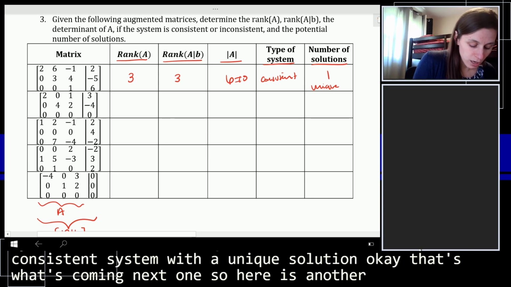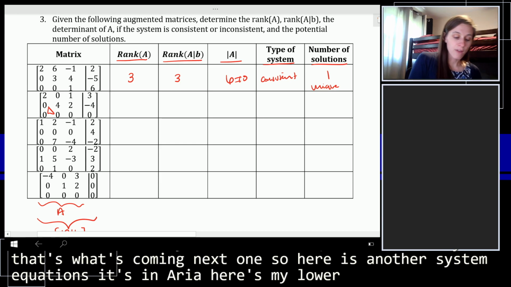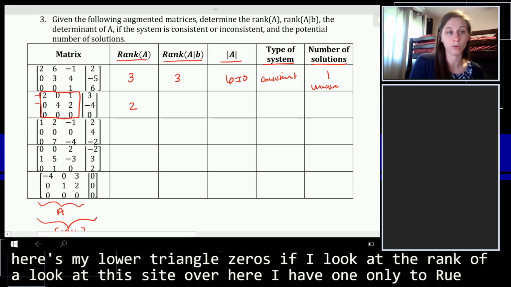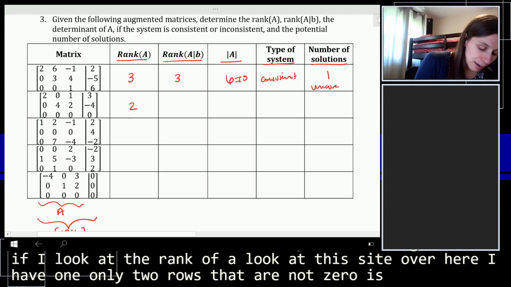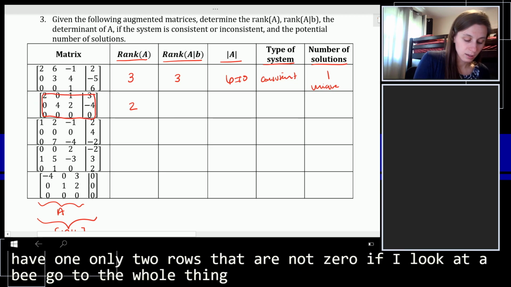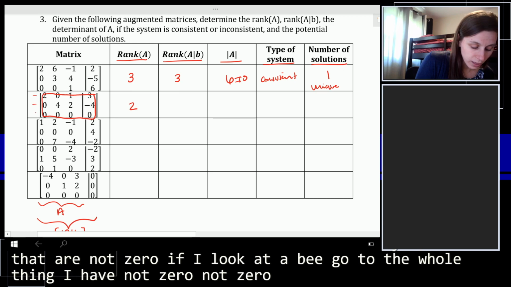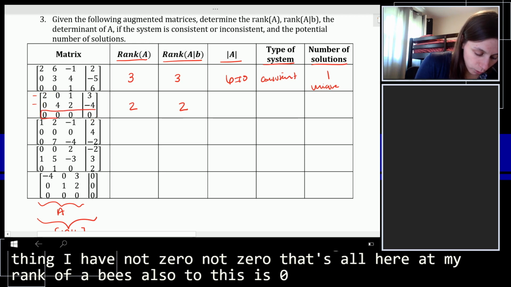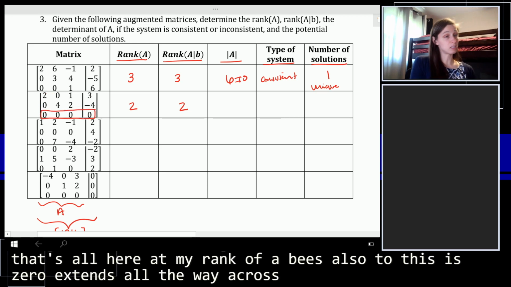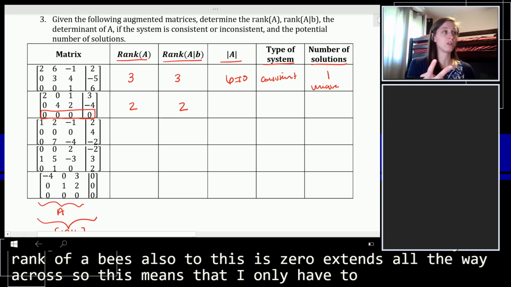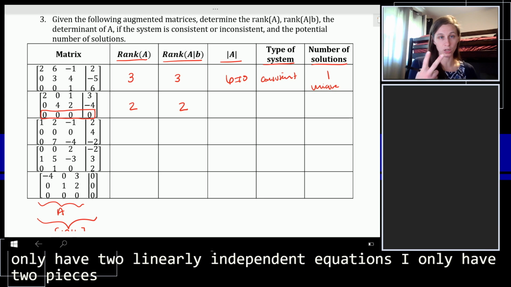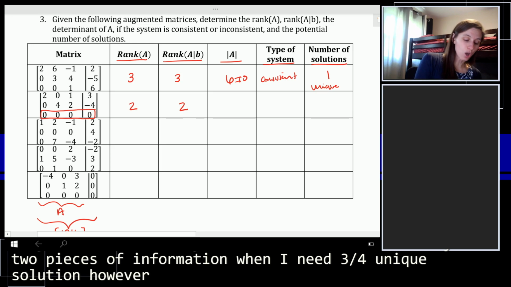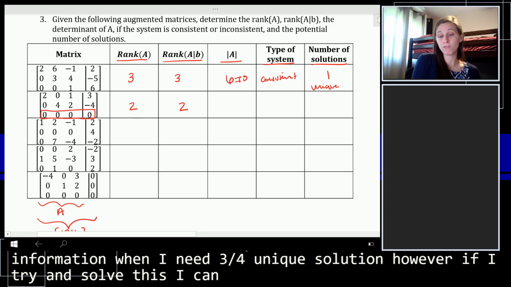So here is another system of equations. It's in REF. Here's my lower triangle of zeros. And if I look at the rank of A, if I look at this side over here, I have only 2 rows that are not 0. If I look at AB, if I look at the whole thing, I have not 0, not 0. That's all 0. My rank of AB is also 2. This 0 extends all the way across. So this means that I only have 2 linearly independent equations. I only have 2 pieces of information when I need 3 for a unique solution. However, if I try and solve this, I can get an infinite number of solutions.